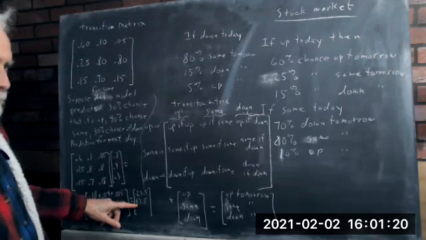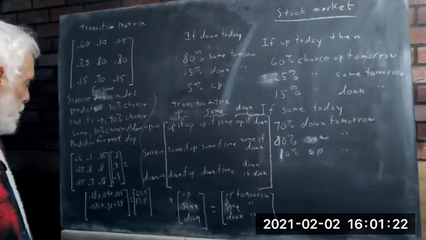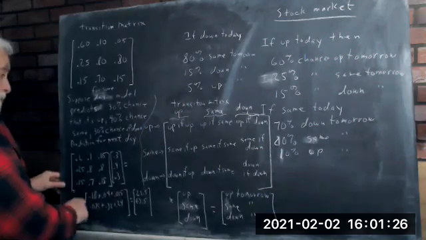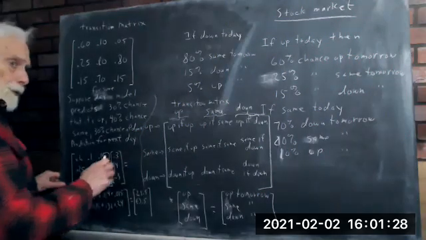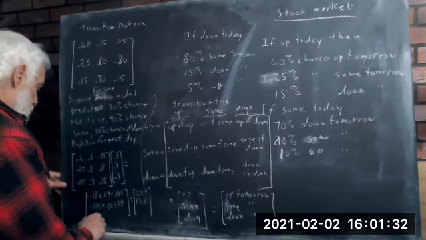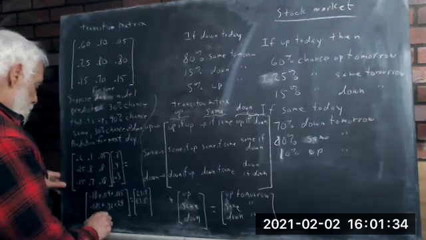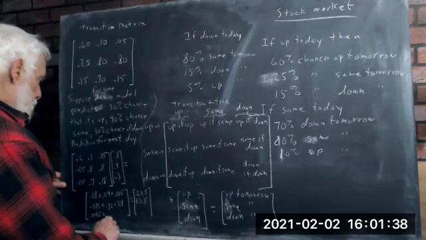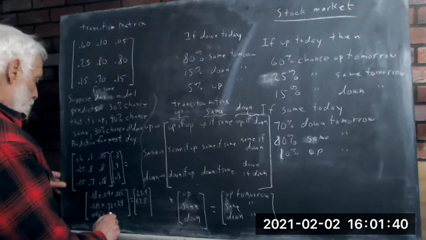So there's a very good chance it's going to be the same tomorrow. Now, what's the chance it's going to be down tomorrow? Well, 15% of 0.3. You can think about what that means, but that's 0.045. 0.7 times 0.4 is 0.28.